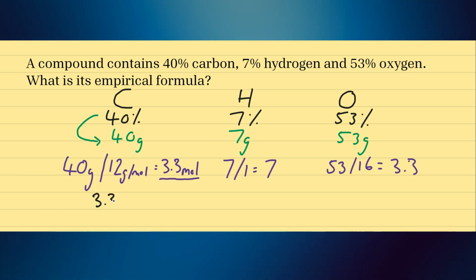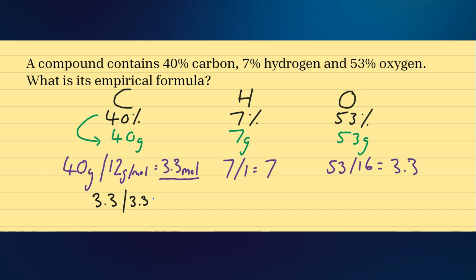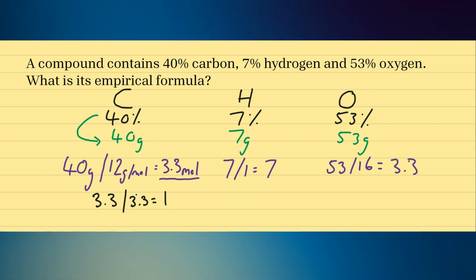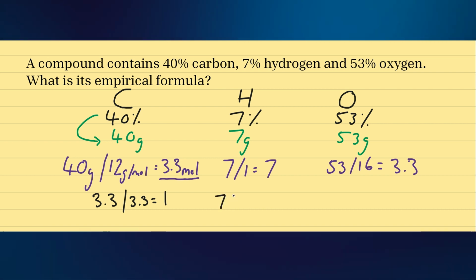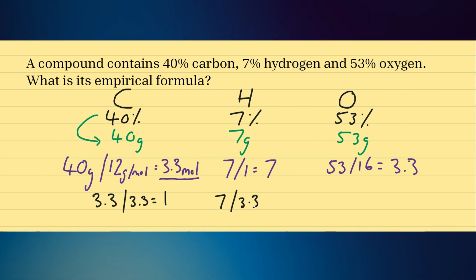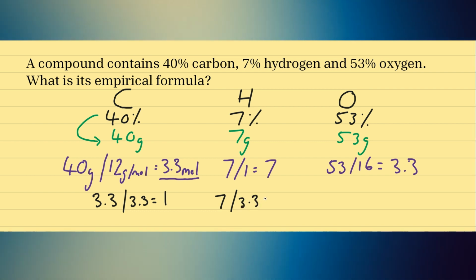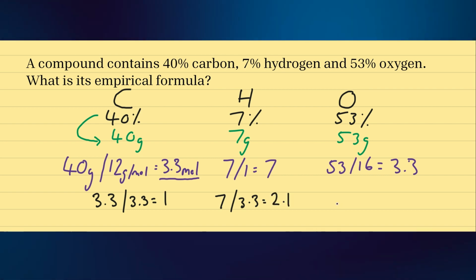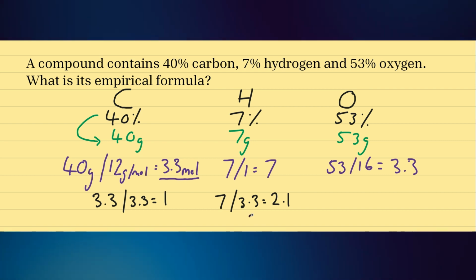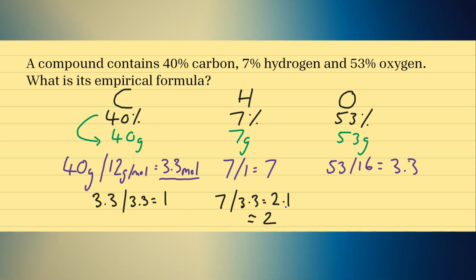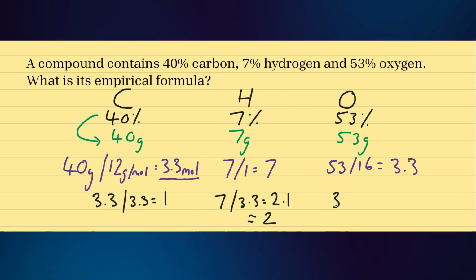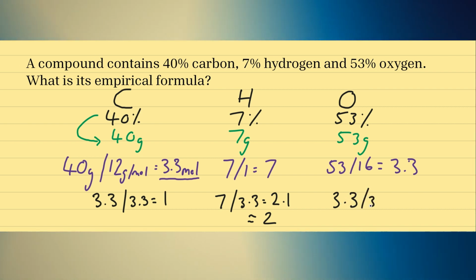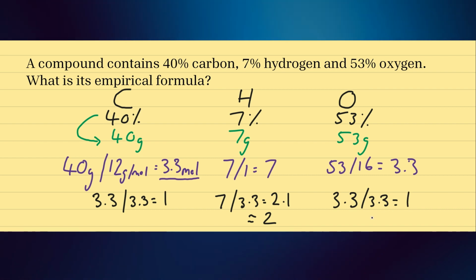So 3.3 divided by 3.3 equals 1. That means I have 1 carbon in my empirical formula. Now let's do 7 divided by 3.3. And if I put that into a calculator, I'll actually see I come back with 2.1. So I have 2.1 hydrogens. Well, actually, I could probably round that down to about 2, because you can't really have 2.1 hydrogens in your compound. So we'd probably call that 2 hydrogens. And lastly, 3.3 divided by 3.3 equals 1. So that means that I have 1 oxygen in my empirical formula.